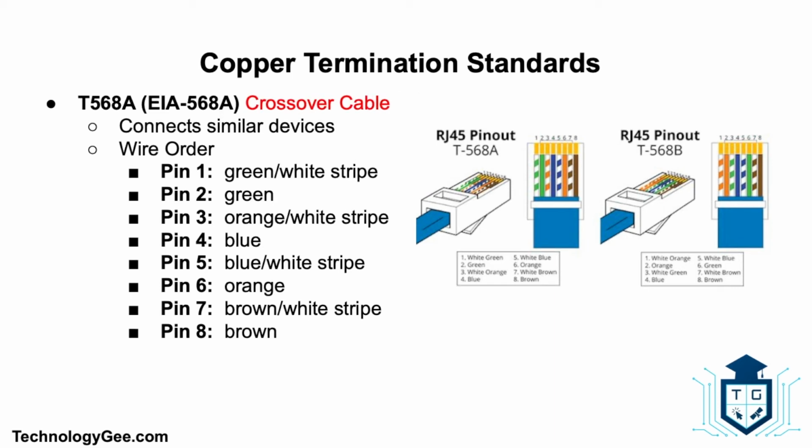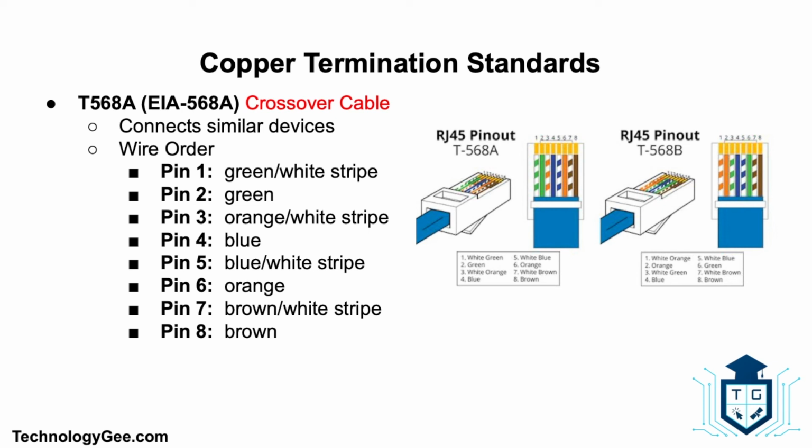And then we have the T568A, and this standard swaps the positions of the orange and green wires that are used in the T568B. This type of cable is also known as a crossover cable, which is most commonly used to connect two hosts directly, such as a PC directly connecting to another PC or a switch connecting to another switch. So basically this wire connects similar devices, and the wire order from left to right when looking at the top of the connector is as follows.